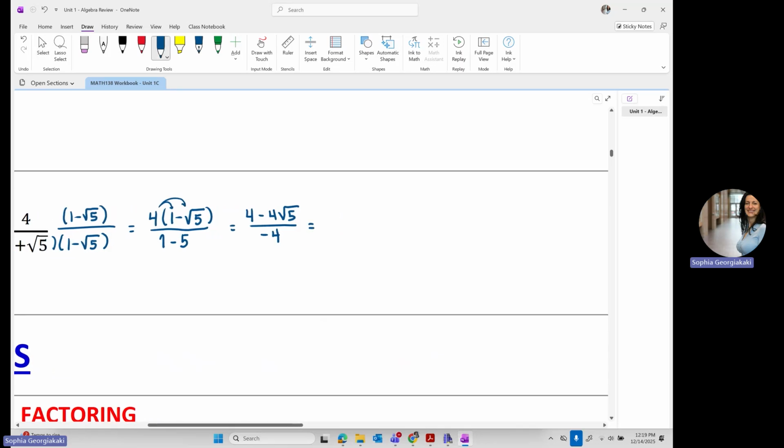So the way to do that, when you have a denominator that divides a polynomial in the top, that denominator has to divide every term of the polynomial in the top. So you're going to have 4 over negative 4, and then you're going to have minus 4 square root of 5 over negative 4. So 4 over negative 4 is negative 1, and 4 square root of 5 over negative 4 is negative 1 square root of 5, but it has a minus in front, so that will be plus 1 square root of 5.